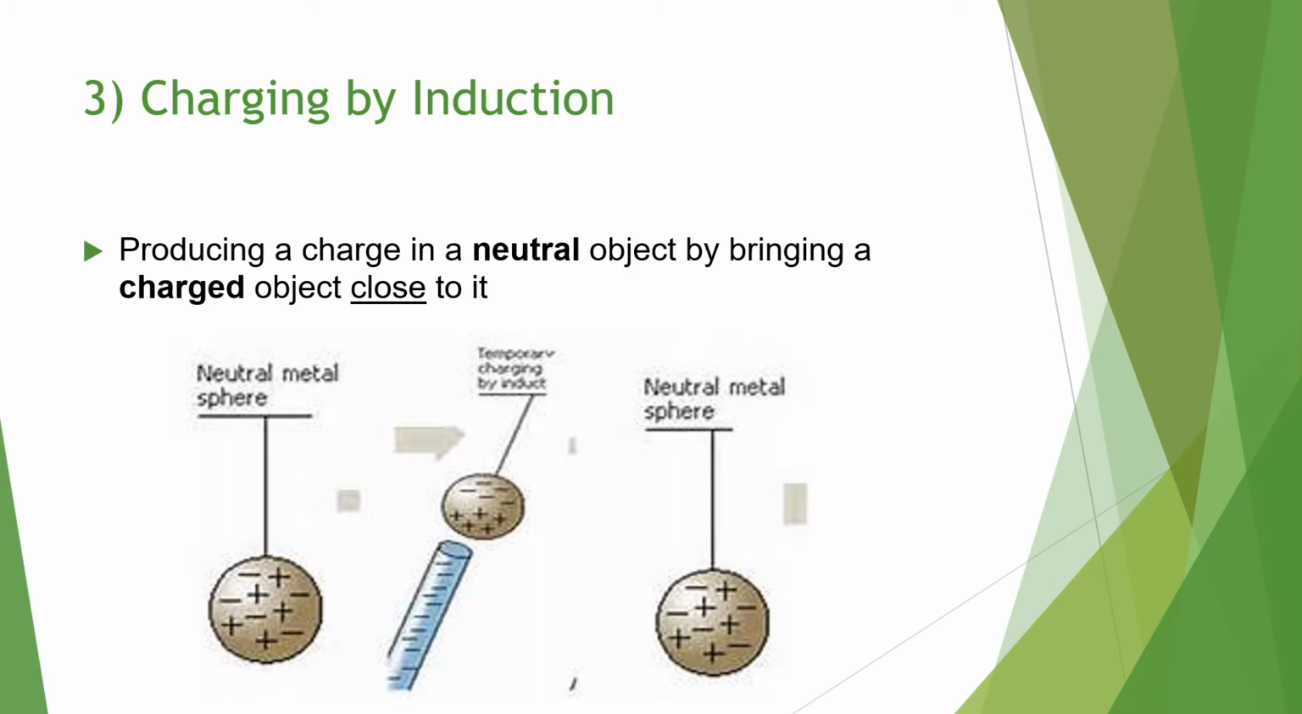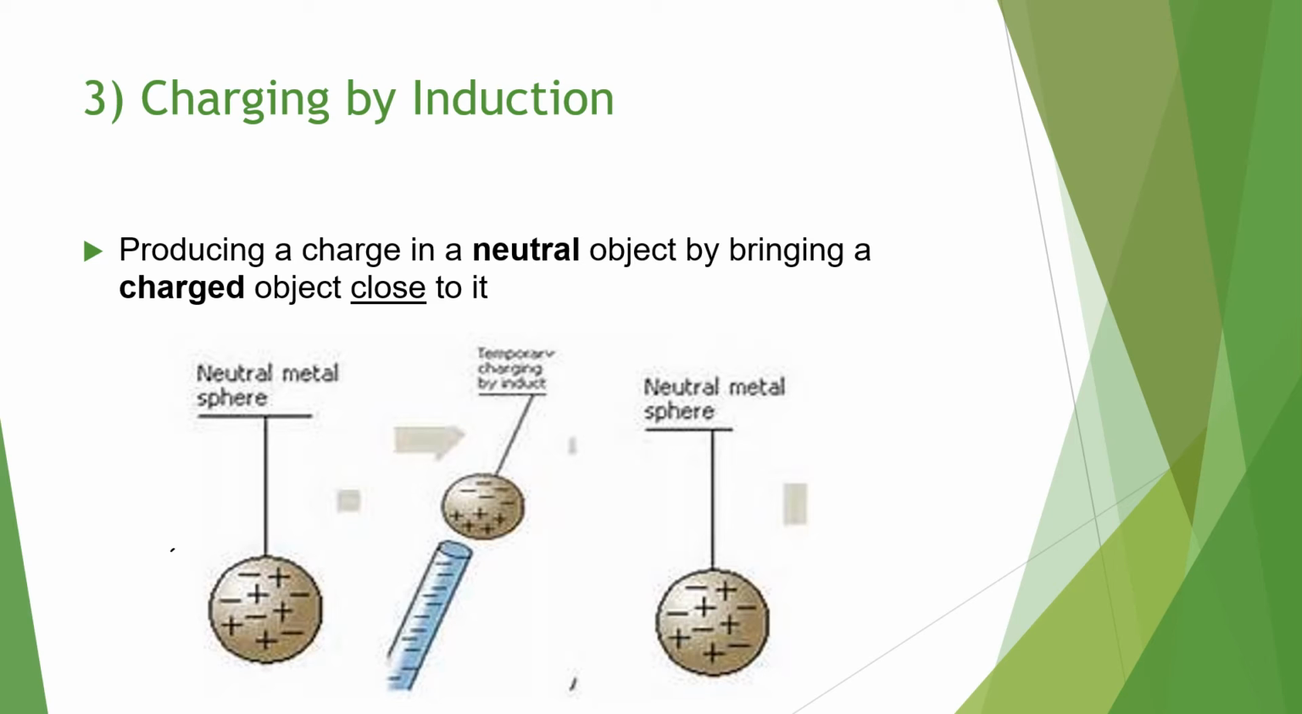Lastly, we have charging by induction. This is producing a charge in a neutral object by bringing a charged object close to it. So we saw a little bit of this on our first lesson. Charging by induction is like creating this temporary charge on an object, but the actual electrons aren't necessarily moving from one object to the other. There's just a shift in electrons on the object.